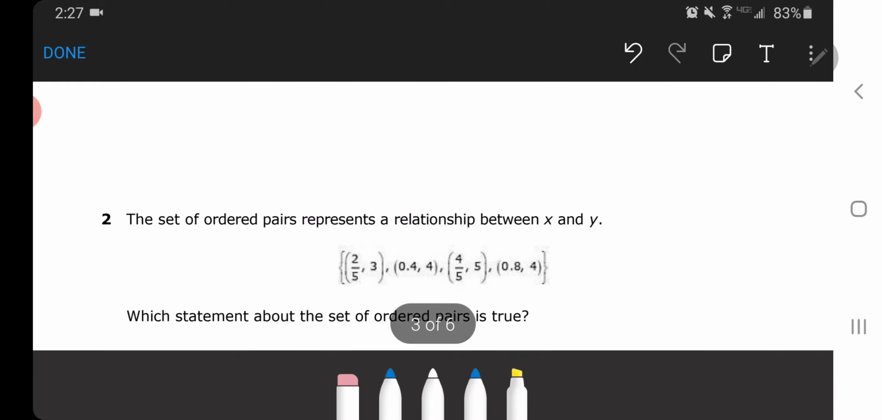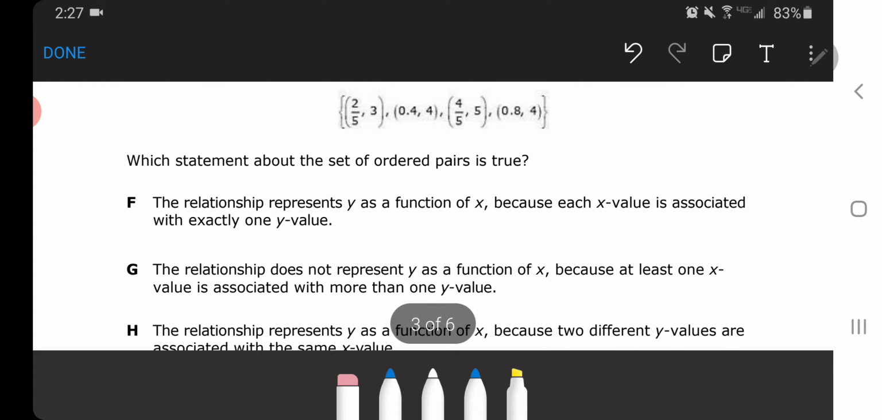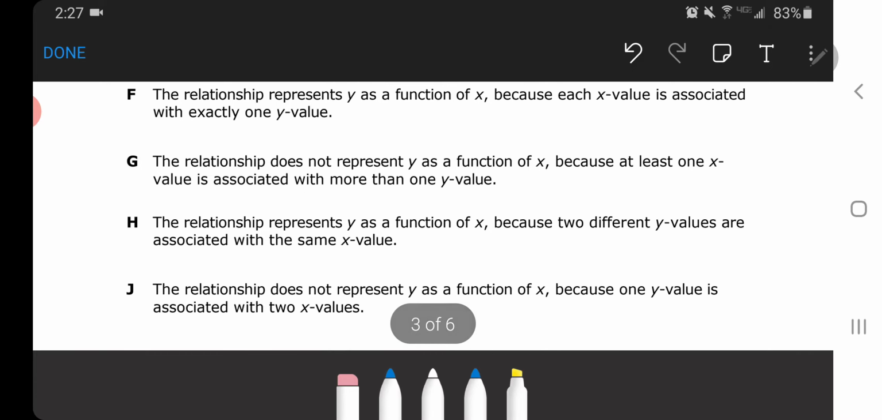Moving on to the next problem. It says a set of ordered pairs represents a relationship between x and y. Which statement about the set of ordered pairs is true? Our different answer choices are: the relationship represents y as a function of x, the relationship does not represent y as a function of x, the relationship represents y as a function of x, or the relationship does not represent y as a function of x.